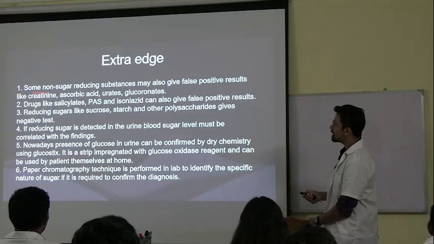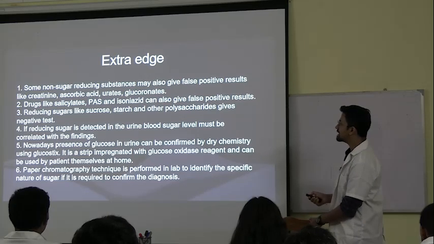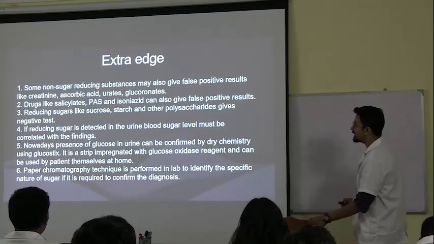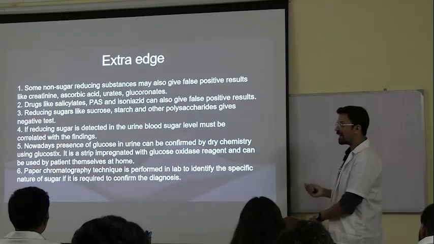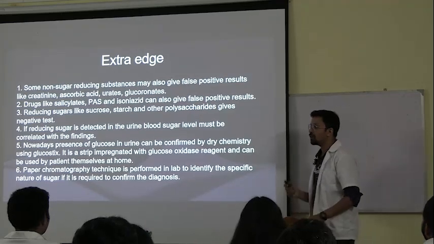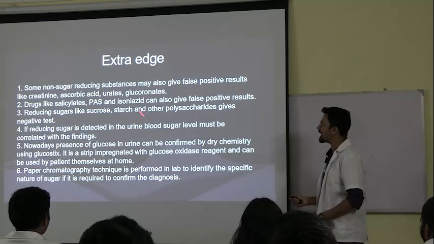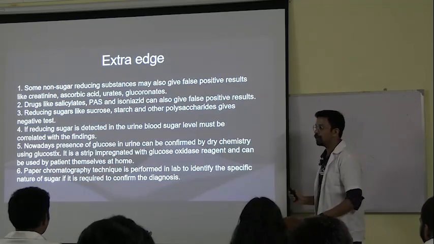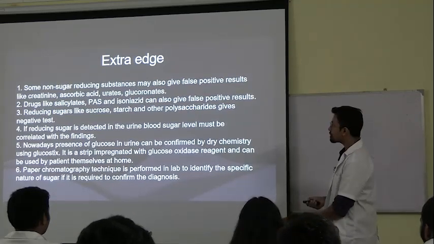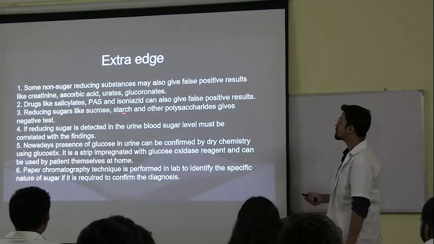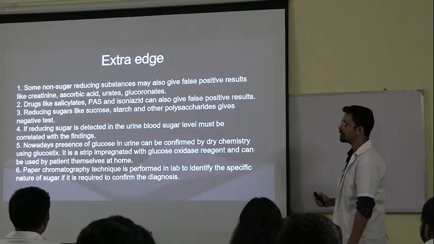Fine. And some drugs that we use can also give false positives, like salicylates, PAS, which is para-aminosalicylic acid, and isoniazid. Now isoniazid is one drug which is widely used in TB treatment. If the patient is having TB, we use isoniazid. That can also give false positive results. Fine. Sugars like sucrose, starch and other polysaccharides give a negative test.